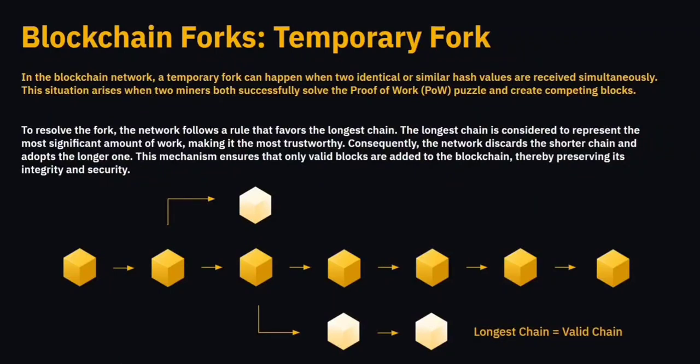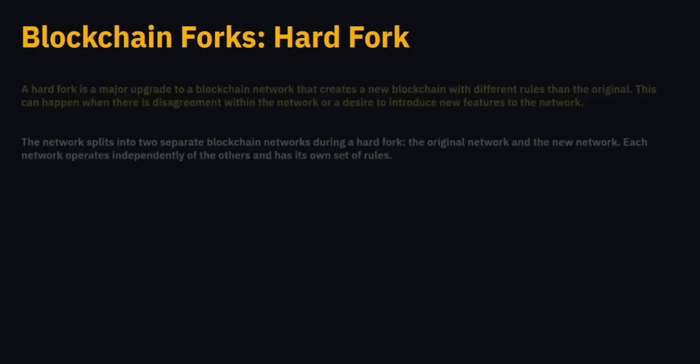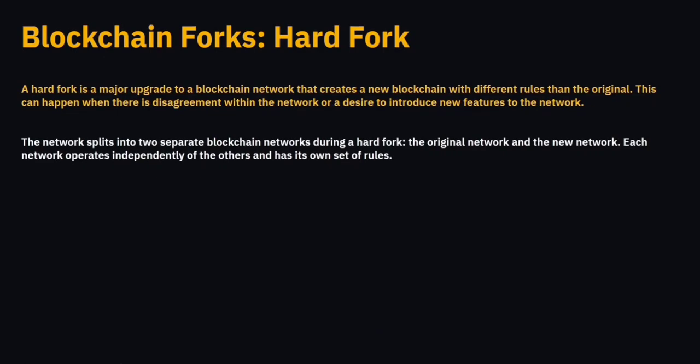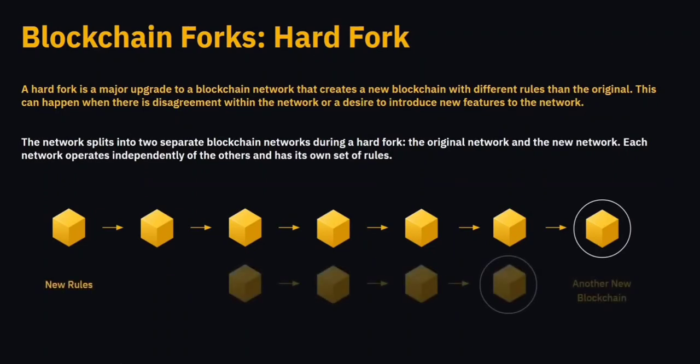Blockchain networks can also have two types of forks: hard forks and soft forks. A hard fork happens when the network upgrades and makes a new blockchain with different rules. This can be because of disagreements or a need for new features. During a hard fork, the network splits into two separate, incompatible blockchains, each with its own rules.